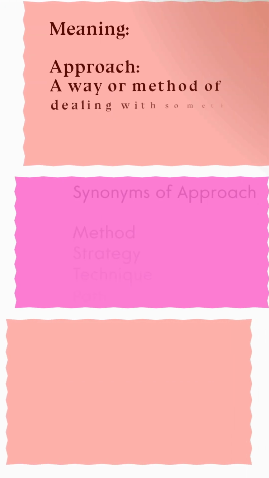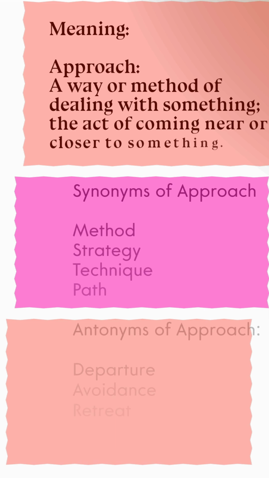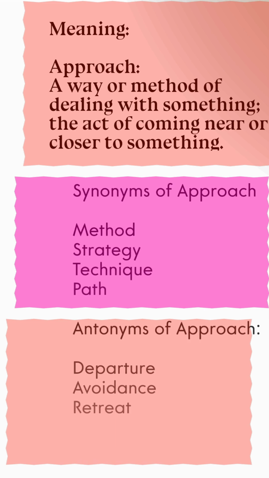Now let's learn the meaning of the word approach. The word approach means a way or method of dealing with something, or the act of coming near or closer to something. What are the synonyms of the word approach? Synonyms of the word approach are method, strategy, technique, path. What are the antonyms of the word approach? Antonyms of the word approach are departure, avoidance, retreat.